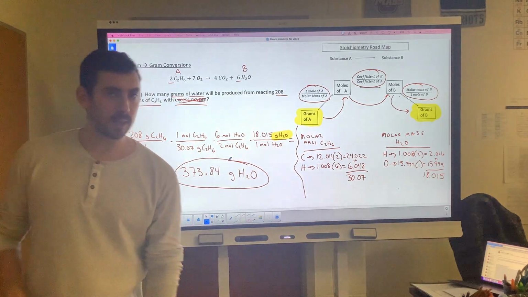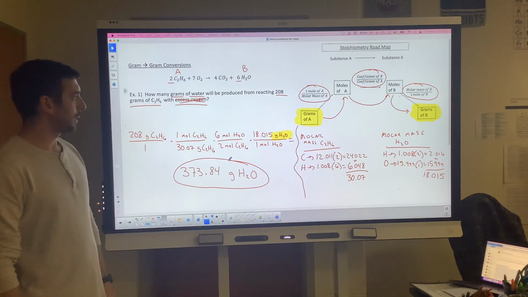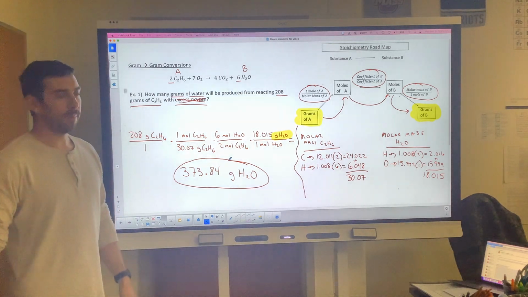So that's the longest type of problem you will do, going all the way through. I know it's a lot of steps, but just rely on the roadmap and you'll be all right.